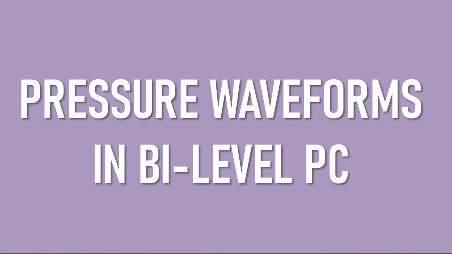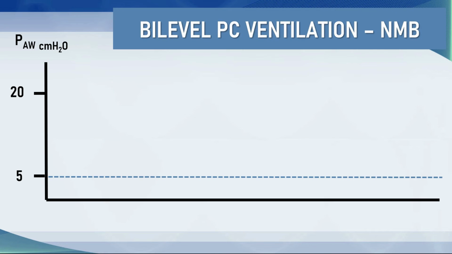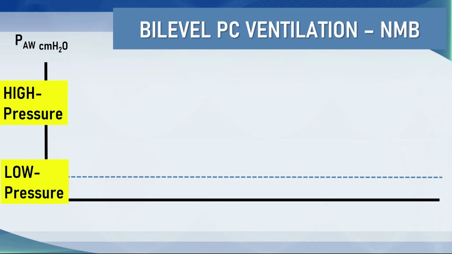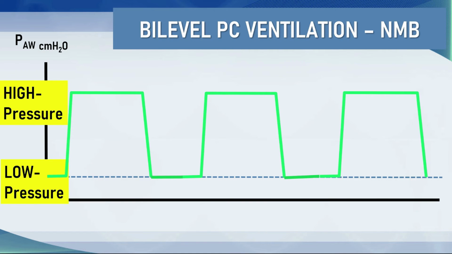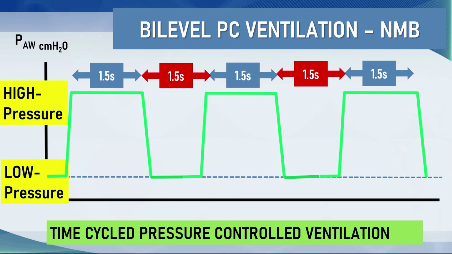It's time now to look at the pressure waveforms in Bilevel pressure control. On this screen you can see on the left hand side we have two pressures. We have a low pressure of 5, that's the PEEP, and a high pressure of 20. And that's what we're going to be talking about, a pressure low and a pressure high. The ventilator is going to time cycle from low to high, and it looks identical to pressure control ventilation. This is with a 1:1 I/E ratio, 1.5 seconds in inspiration, 1.5 seconds in expiration. So no different from any other pressure controlled mode.